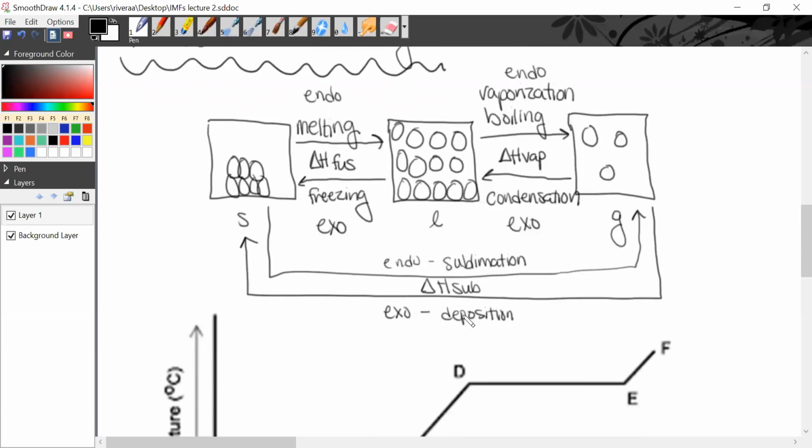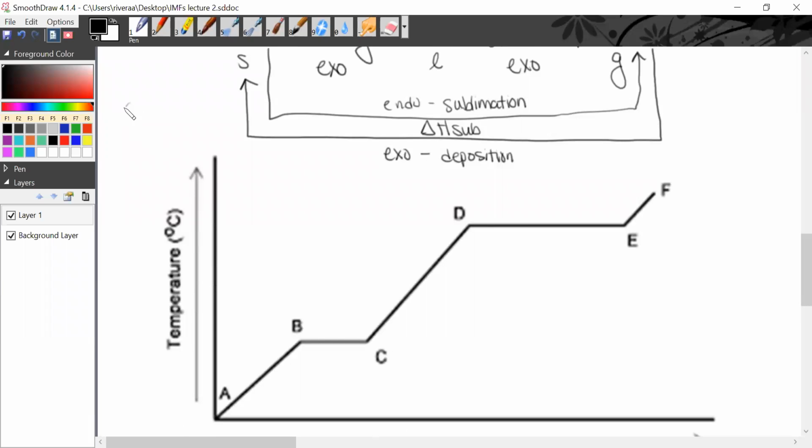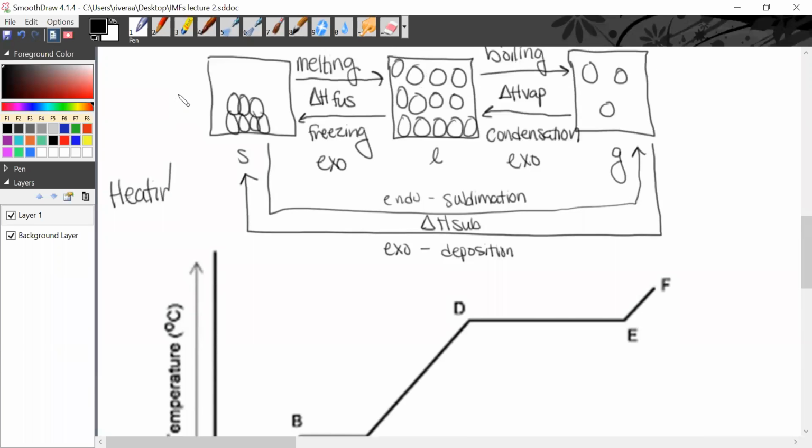let's draw a diagram. This right here, you guys, is called a heating curve. A heating curve, okay? And it only looks at temperature.